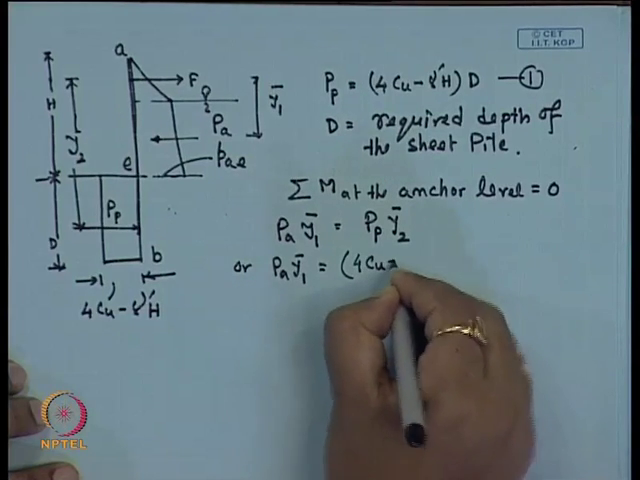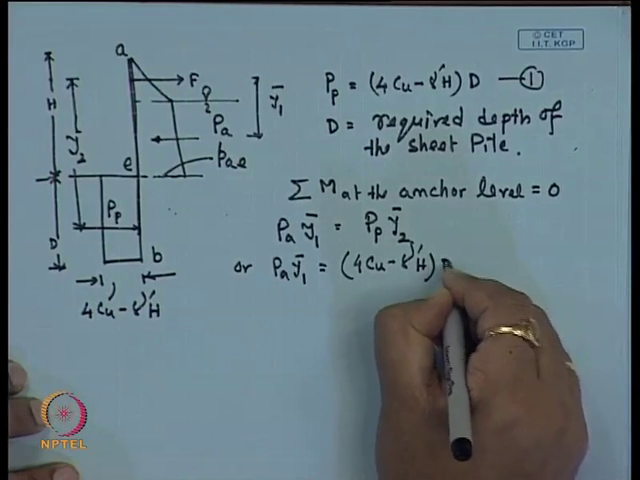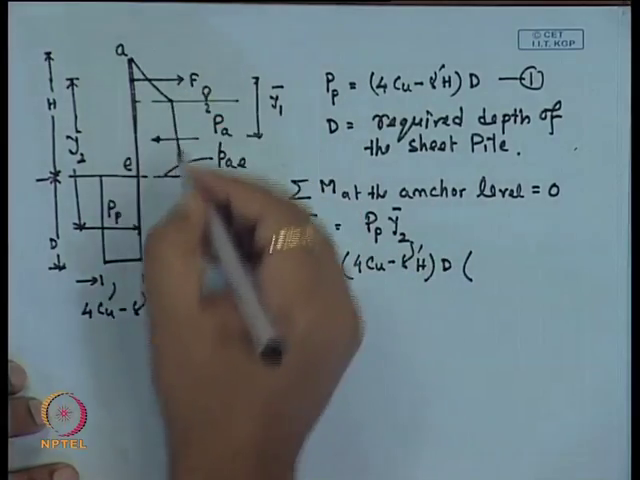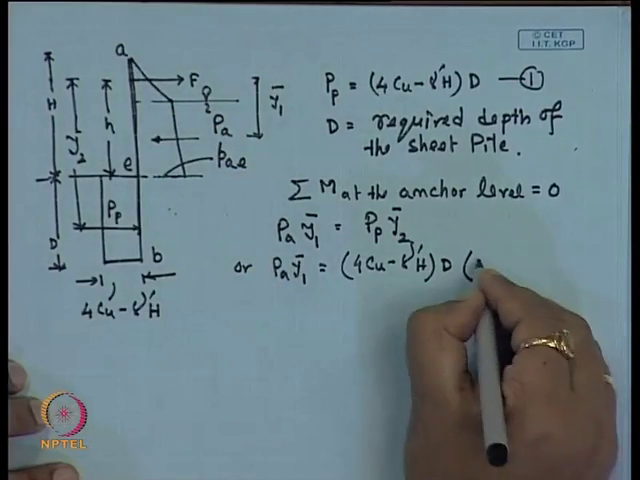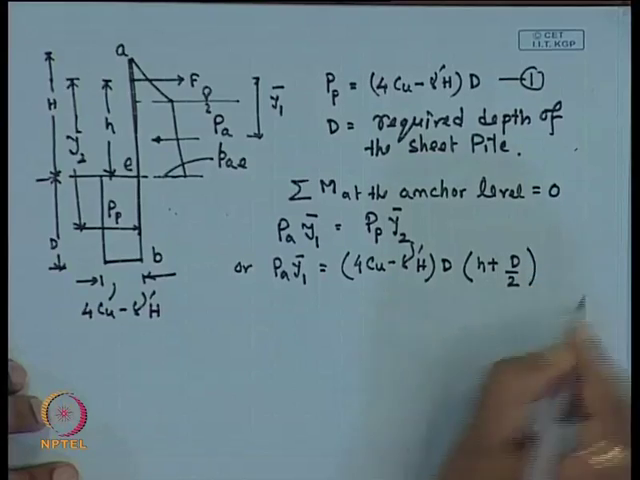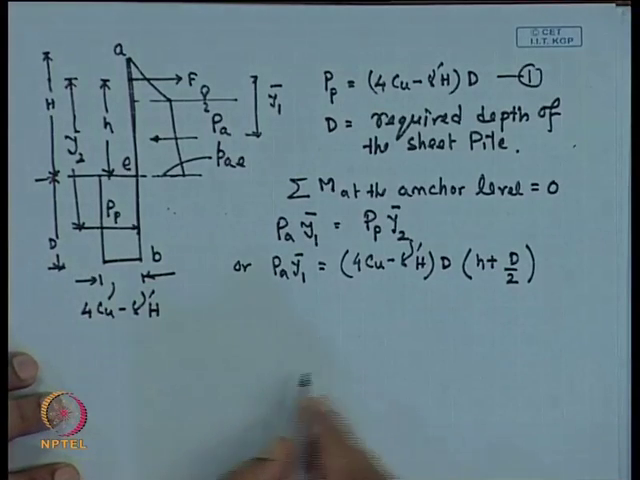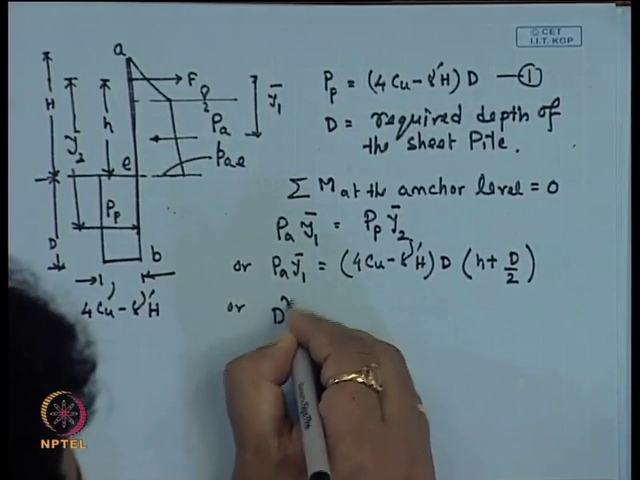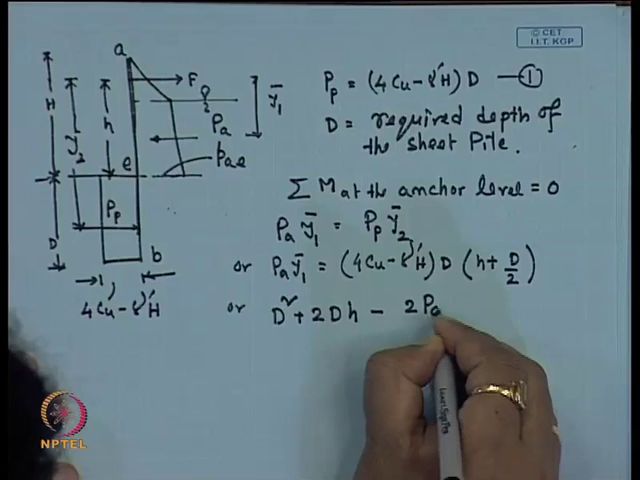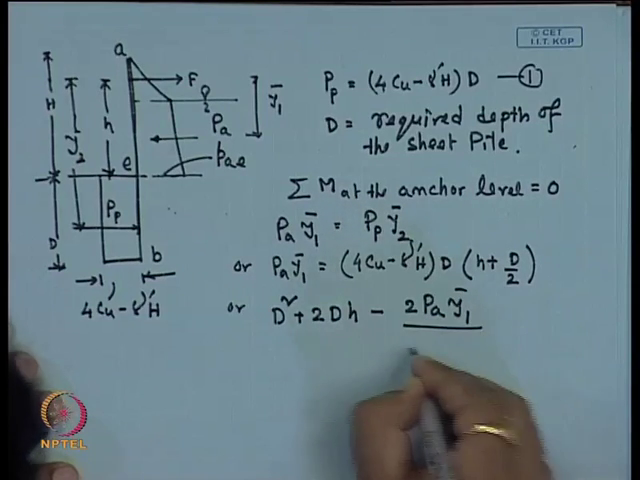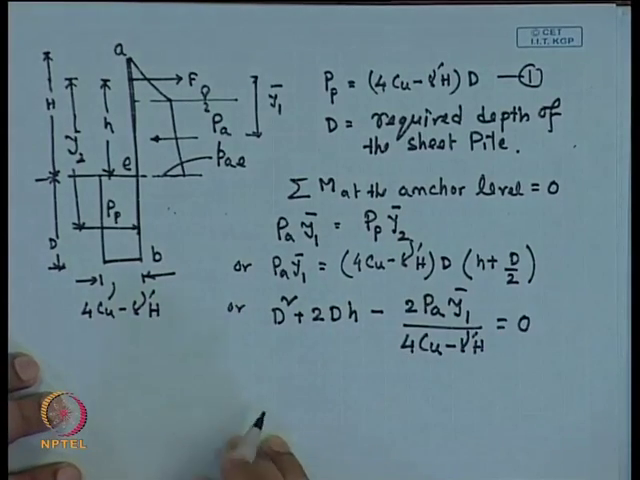which is 4 C_u minus gamma dash h into d, and the lever arm is, if this is the small h from rod level to dredge level, the small h plus d by 2, because it will act at the center of a rectangle. So, this is d by 2. Finally, we can get this type of expression: d square plus 2 d h minus 2 P_a y1 bar divided by 4 C_u minus gamma dash h, that is equal to 0.